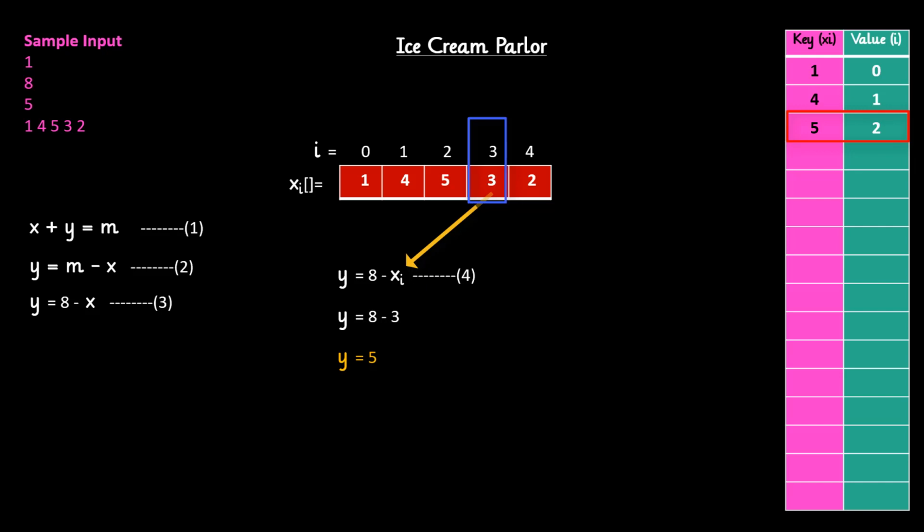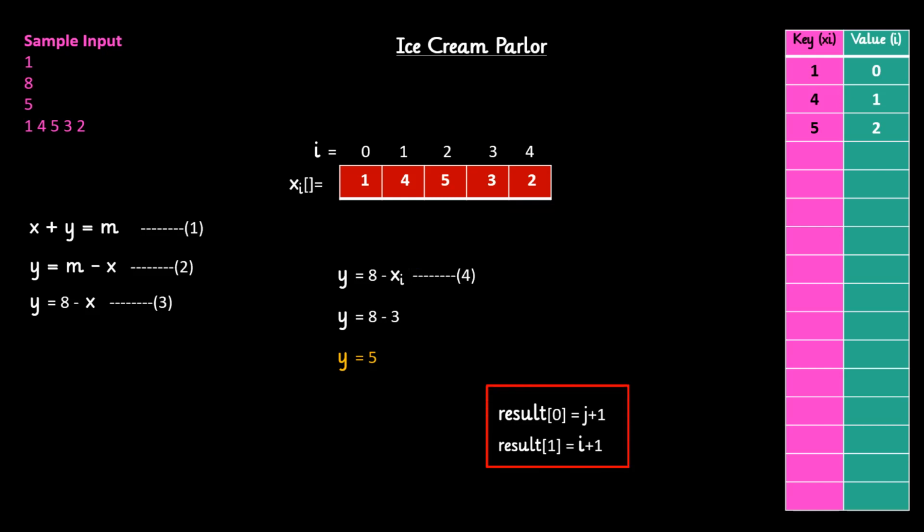Now we have two elements, and what we need as the answer is the indices of these two elements. One index we can get from the map itself because we have stored the index, and one index we know because we are iterating through this array, so we know the index of xi. We are going to store this answer in the form of an array. So we have a result array where result 0 equals j plus 1 and result 1 equals i plus 1. Why have we taken j plus 1 and i plus 1, guys? Because our array starts from 0 onwards, but based on the problem statement, it has to start from 1 onwards, basically 1-based indexing. That is the reason we have added plus 1 to the index.